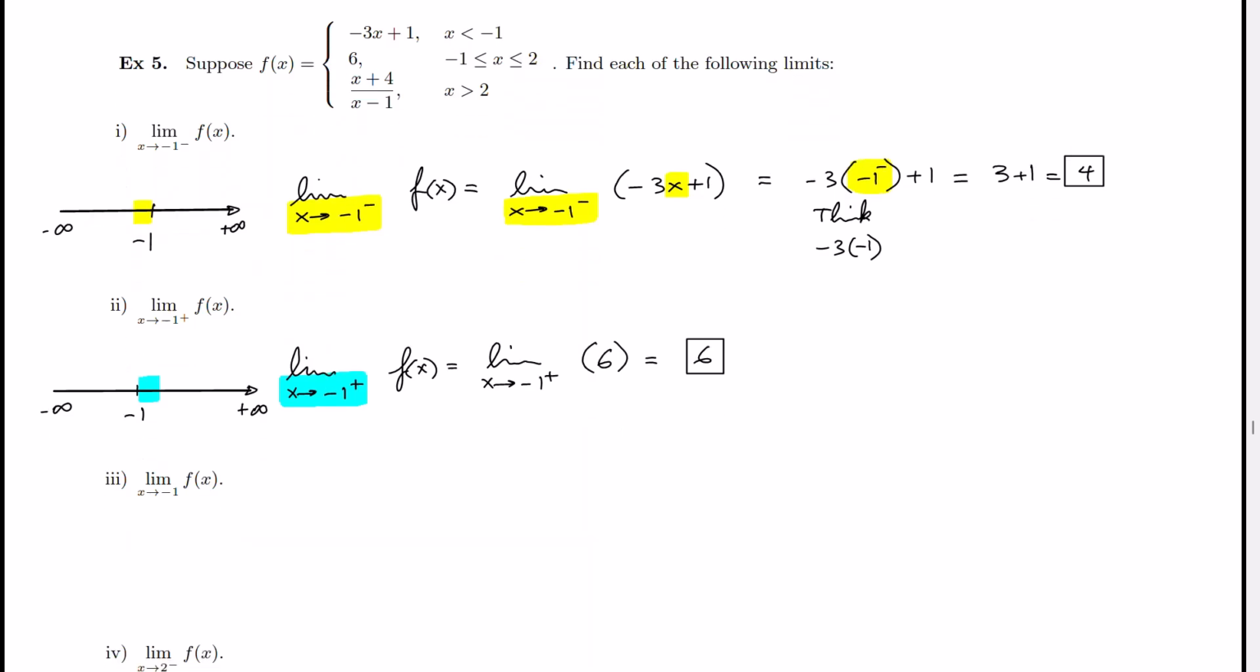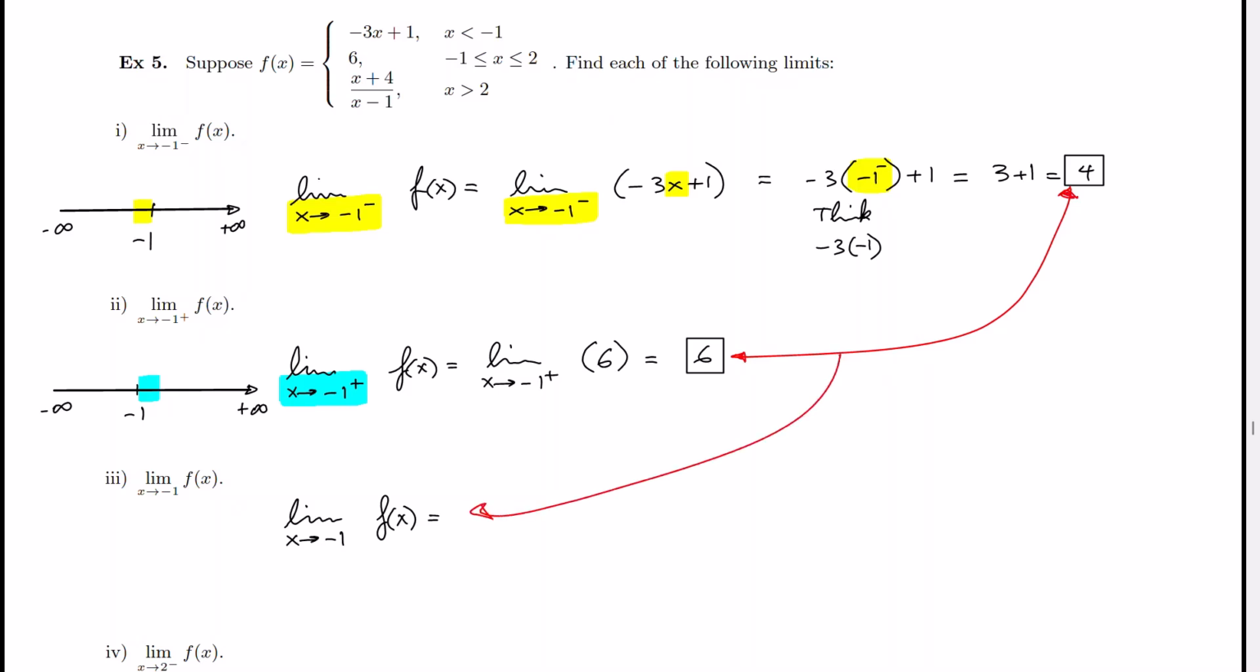Now for part 3, they want the limit as x approaches -1 of the function f of x. So they want just the limit, regardless of direction, left or right. And here's how we do this. Since we already have the limit on the left and the limit on the right evaluated, we will look at these two numbers and ask ourselves, are they equal or not equal? If they are equal, then we write the answer down here and we're finished.